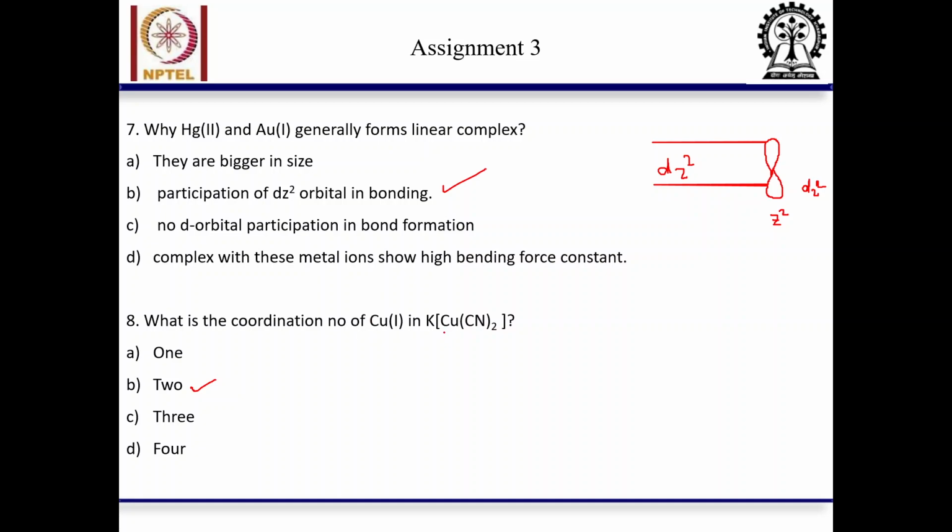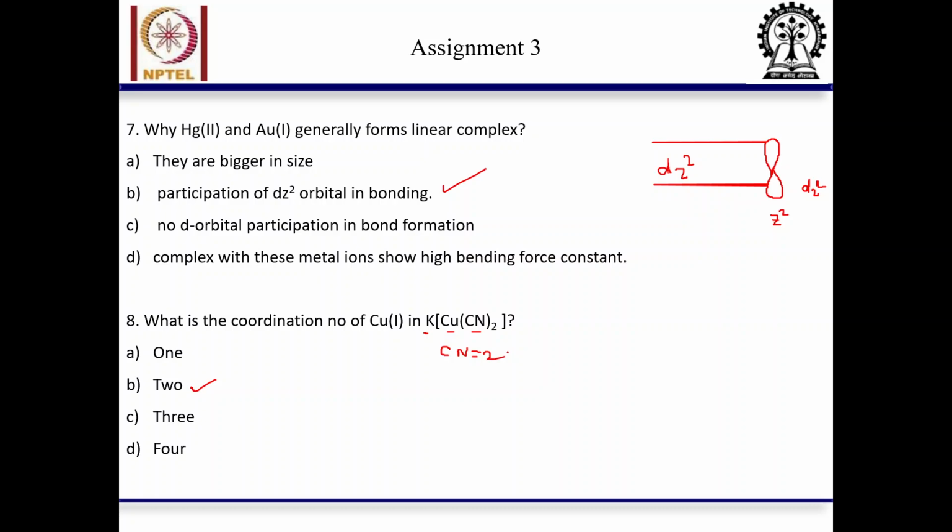So what is the coordination number? If I recall Werner's theory, Werner said that there are two kinds of valency: primary valency and secondary valency. Primary valency is ionic and satisfied by whatever cation and anion we have outside the sphere. Secondary valency is non-ionizable and directional. The number of ligands bound to the metal center is nothing but the coordination number. There are 2 CN bound to the copper, hence the coordination number is 2.